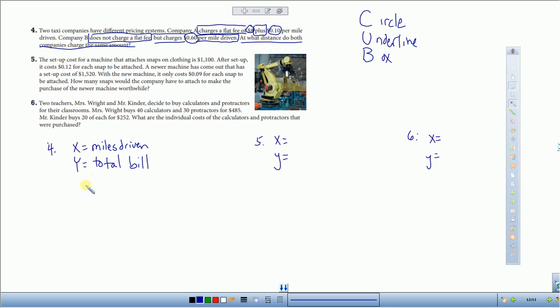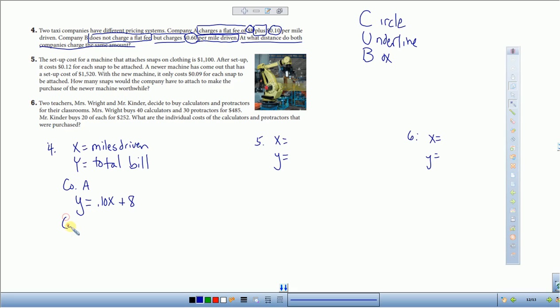It says company A. So company A, let's just write this, C-O-A, they charge a flat fee of $8 plus 10 cents per mile. So if I want to know their total bill for company A, the total bill is equal to a flat fee of $8, added to the 10 cents a mile driven. I take that sentence and say the 8 is the flat fee and the 10 cents is what's changing based on the miles driven.